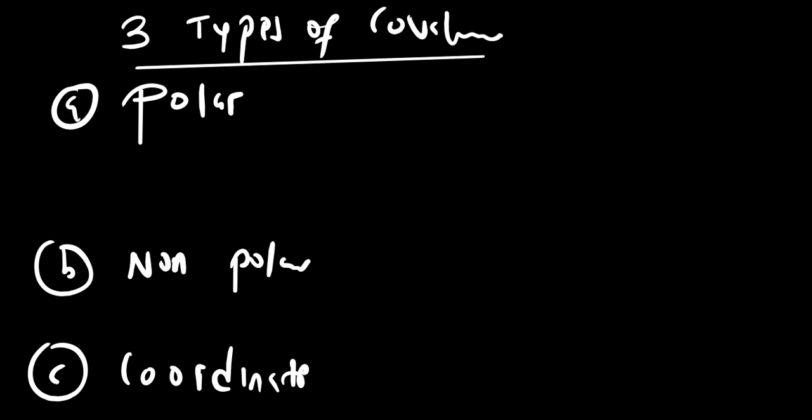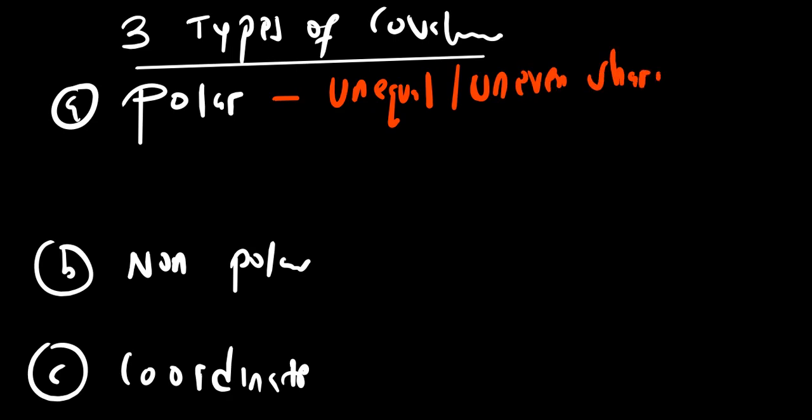Okay, so in non-polar covalent bonds we have an equal sharing, others will say an even sharing of electrons. So in polar covalent types of bonds, electrons are not shared equally. Okay, electrons will not be shared equally. The most electronegative atom will have a partial negative charge.